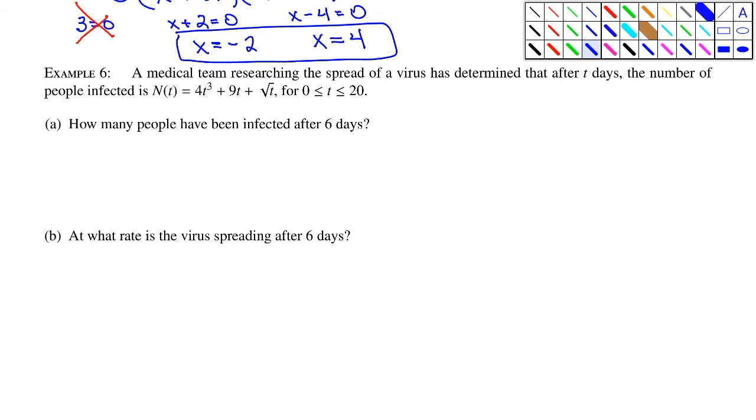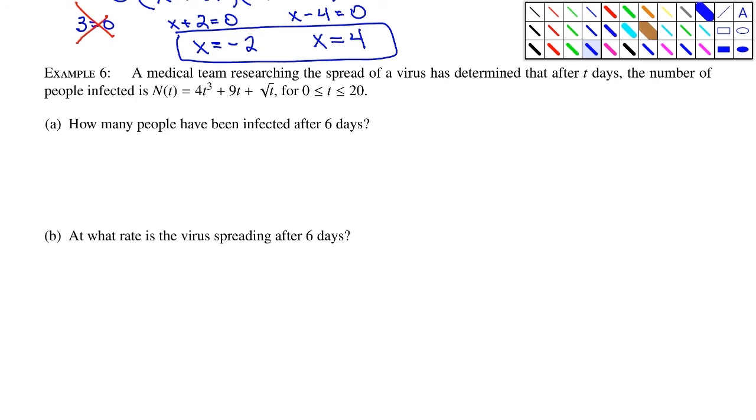Example number 6. A medical team researching the spread of a virus has determined that after t days, the number of people infected is n of t is equal to 4t cubed plus 9t plus the square root of t, for t between 0 and 20. How many people have been infected after 6 days?